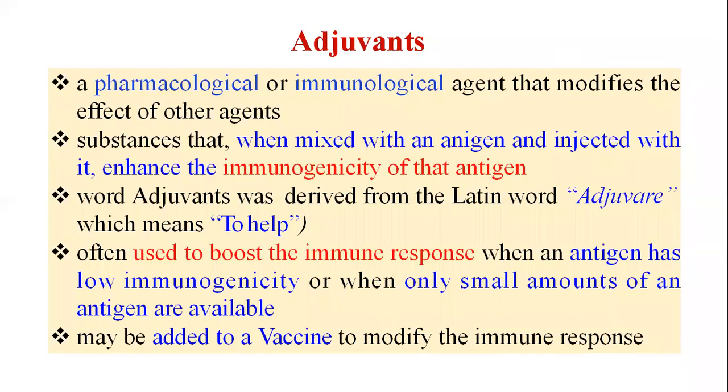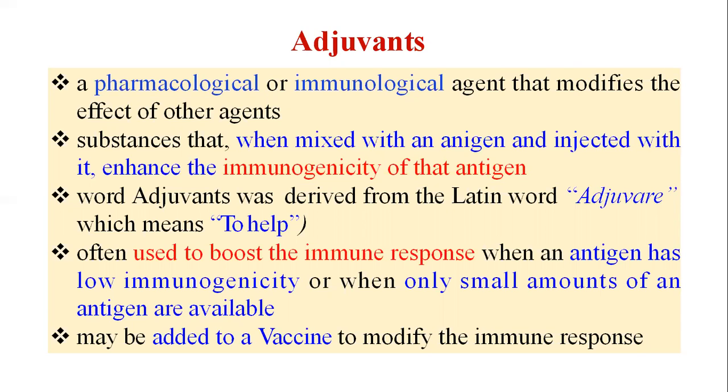Today, I will discuss a new topic, that is adjuvants. So, what are adjuvants? Adjuvants are some immunological agents that are also considered as pharmacological agents. And that particular agent has the capability to modify the effect of the other agents. What are the other agents? Other agents is basically the antigen. So it has the ability to modify the effect of the other agent.